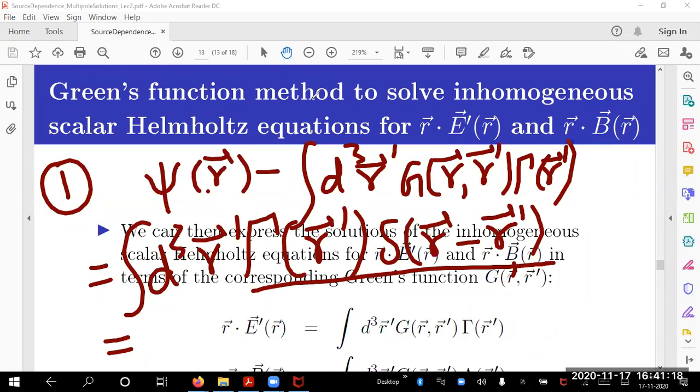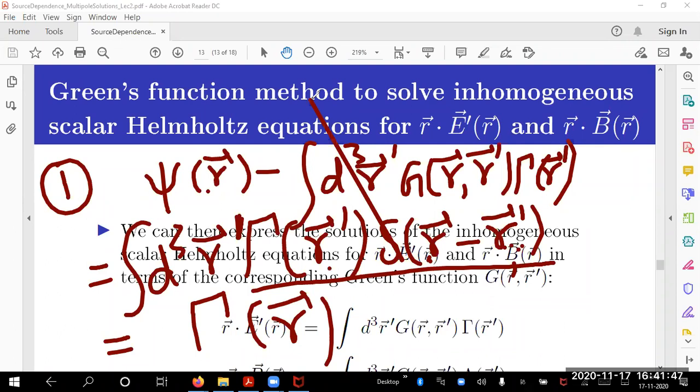Now gamma of r prime delta of r minus r prime is going to be simply gamma of r. There is integration over r prime, and there is delta r minus r prime. So only when r is equal to r prime, the delta function gives you the result. When r is not equal to r prime, the delta function is 0. So in the integration, only when r is equal to r prime you get the result.